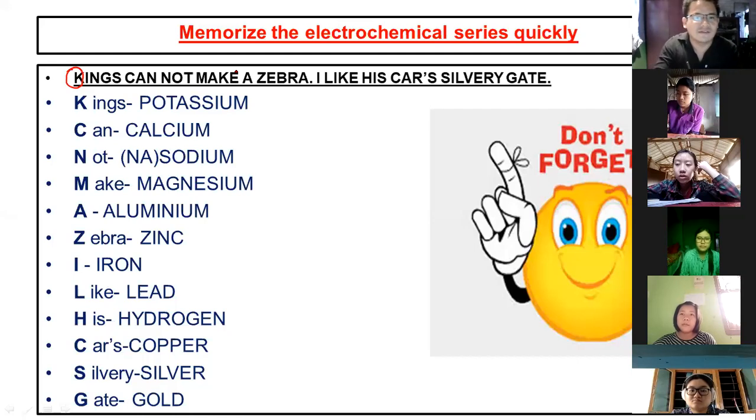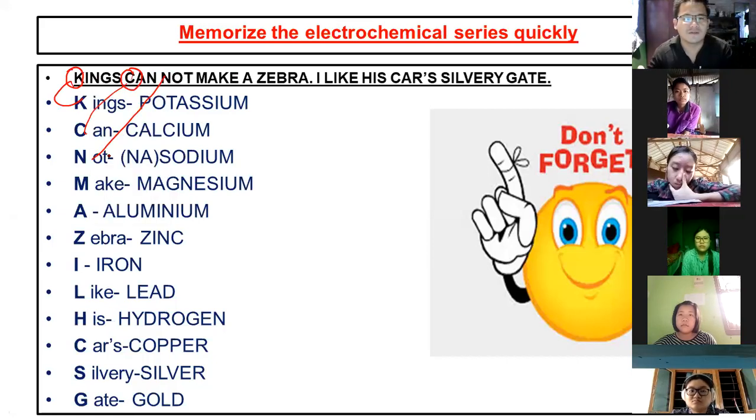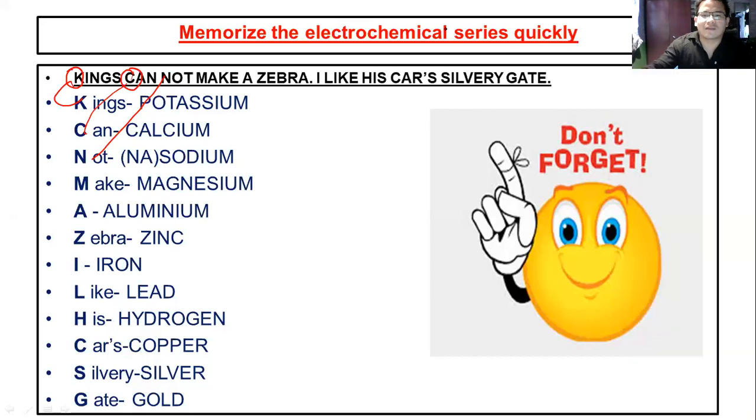Take out the first letter from each word of the sentence. So K corresponds to potassium, C corresponds to calcium, N corresponds to sodium, M for magnesium, and so on. If you take out all these letters one by one, you will have the elements arranged in the series, starting from high reactivity to low reactivity. So just remember, kings cannot make a zebra, I like his car, silvery gate.